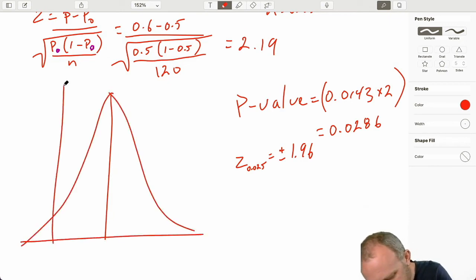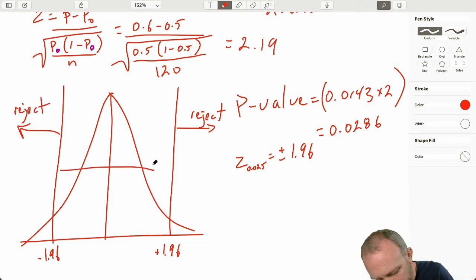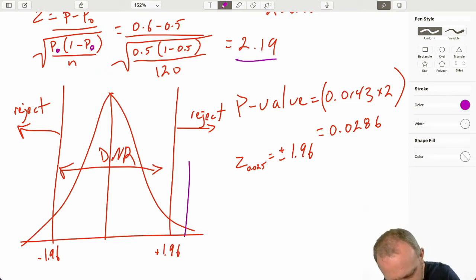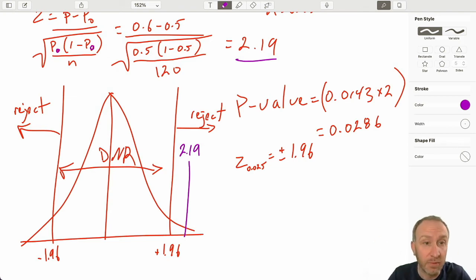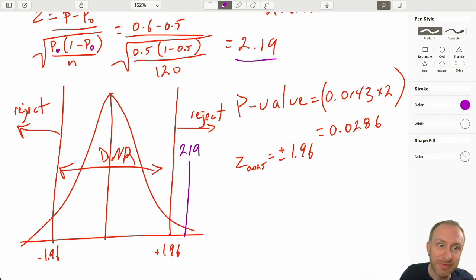Now here's my critical value on both sides, negative 1.96, positive 1.96. We would reject on either side of those. We do not reject in the middle. And well, here we have that test statistic is 2.19. We can see using that critical value approach that we would reject. That test statistic is larger than that upper tail critical value. And consequently, if that critical value, 1.96, leads us to a rejection, well, you better believe that the p-value approach is also going to bring us to that same conclusion.